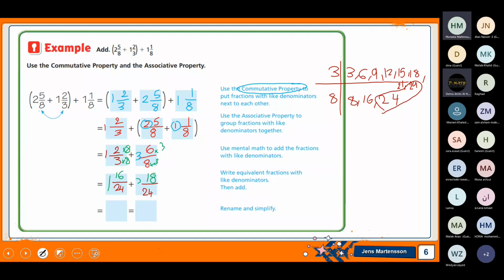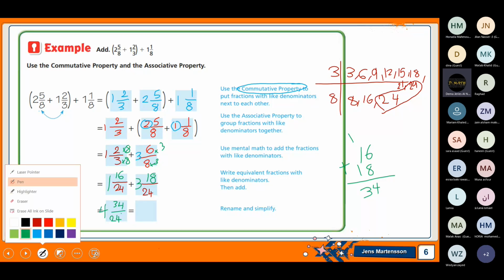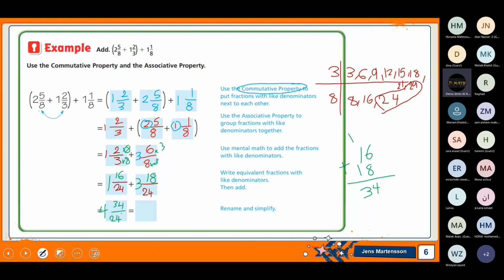So now look at them. I have fractions with the same denominator. 16 plus 18 equals 34. And 1 plus 3 equals 4. Bravo. Then now, 4 and 34 over 24.